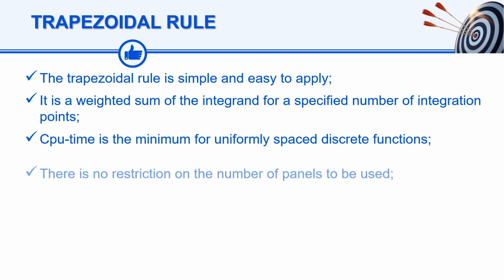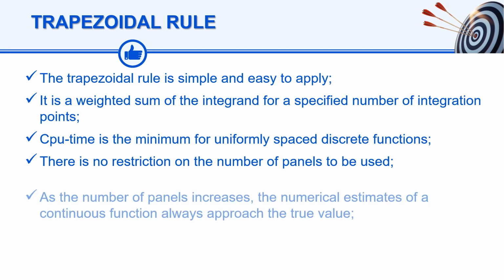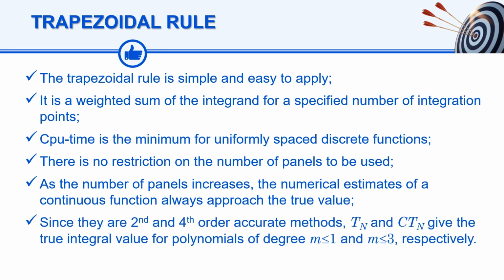There is no restriction on the number of panels to be used. As the number of panels increases, the numerical estimates of a continuous function always approach the true value. Since they are second and fourth order accurate methods, Tn and CTn give the true integral value for polynomials of degree m1 and m3, respectively.